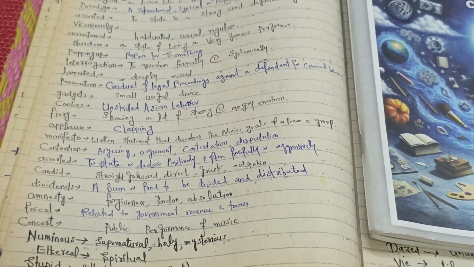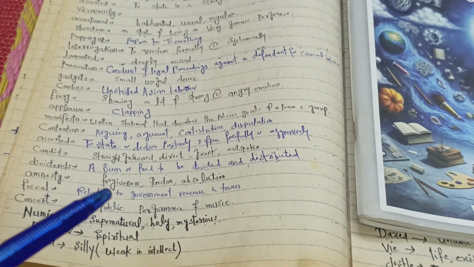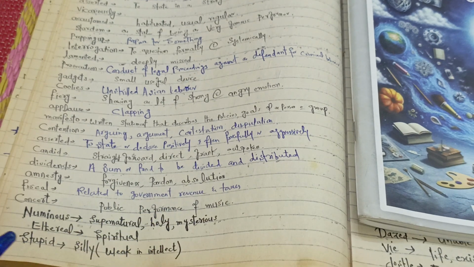Next one, numinous, so supernatural, holy, mysterious. Next one, ethereal, so it's related to spiritual or mysticism. Next one, stupid, so someone who is weak in intellect or mentally weak or silly.